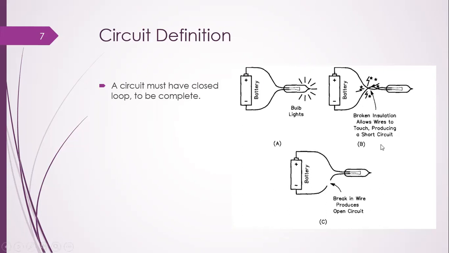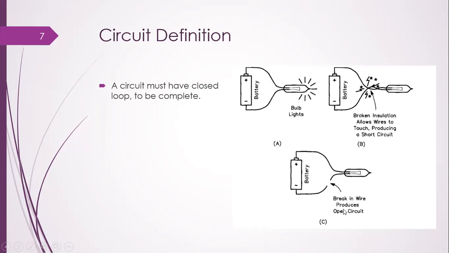So broken insulation allows wires to touch, producing a short circuit. Which means if these two wires are not insulated, not covered, and touch each other, then the light cannot glow, the battery would lose its charge, and maybe the bulb would burn out. So all these three possibilities can occur if the insulation of the wires is broken or damaged. Then the physical and electrical damage in the form of a short circuit we can see in figure B.